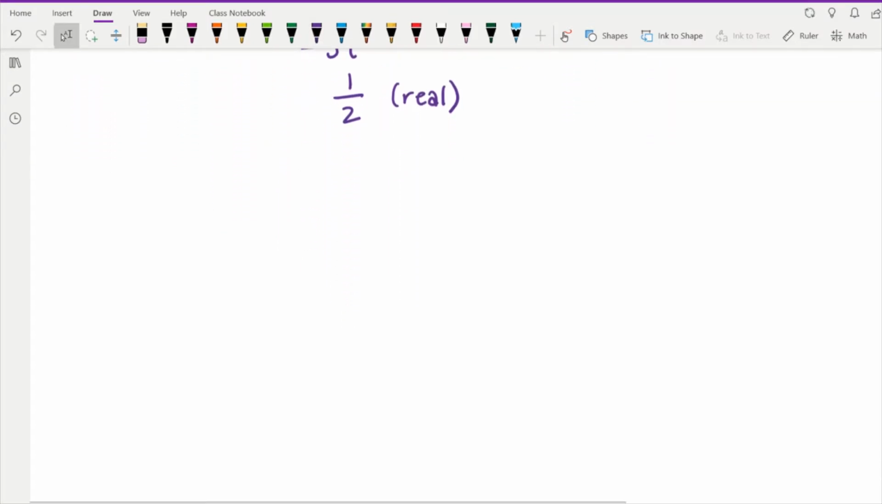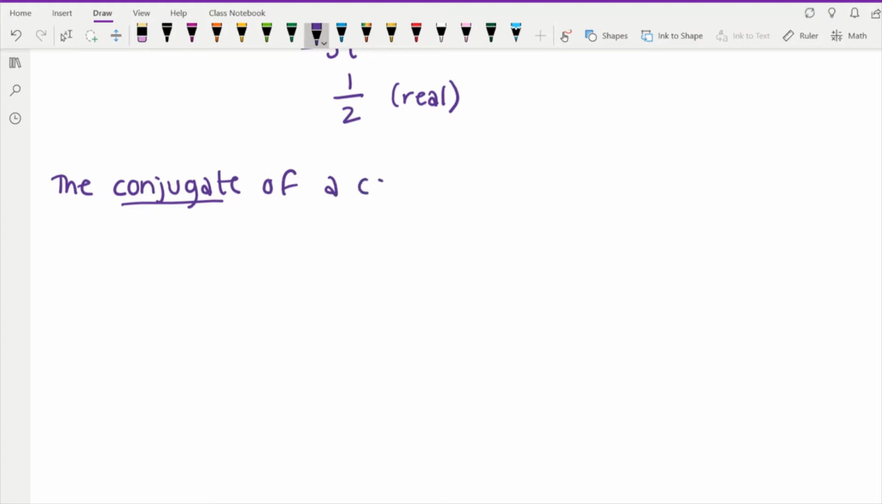Okay, so another thing that we talked about with complex numbers is this idea of a conjugate. The conjugate of a complex number a plus bi is going to be the number a minus bi. Basically, for any complex number, its conjugate is what you get by flipping the sign between the two parts of the complex number.